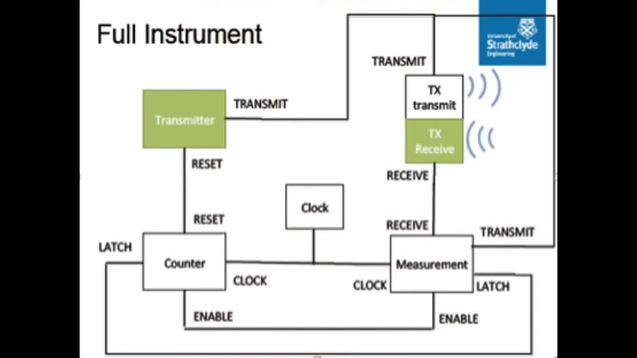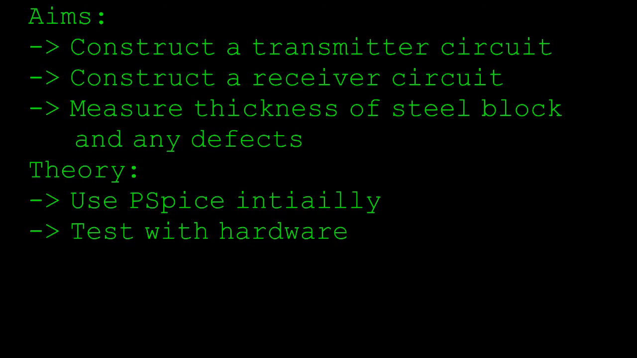The objective of this lab was for the group to construct a transmitter circuit for triggering an ultrasonic pulse, followed by a receiver circuit to condition the received ultrasonic pulse. The circuit was constructed in software and hardware. The purpose of this lab was to measure the thickness of a steel block and by doing so detect any defects which occurred within the steel.